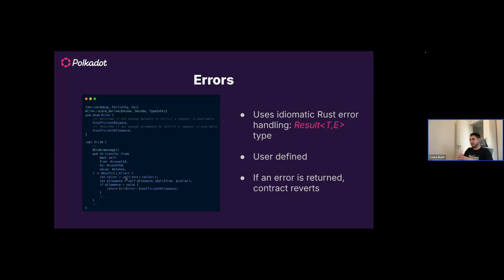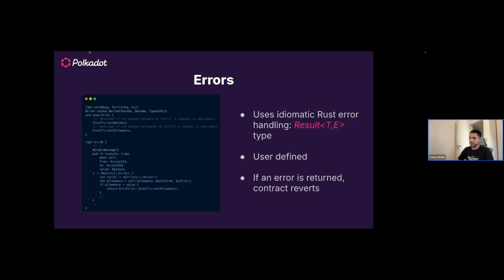These reverts can be done in two ways in ink! smart contracts. The first one, and the ugliest one, is just panicking here, which is not recommended. But if you find a panic in your contract, it's going to revert, okay? Now, the idiomatic way of reverting a contract is using custom errors, okay? And here you can provide information to the user so they can understand what happened and why the transaction failed, okay?